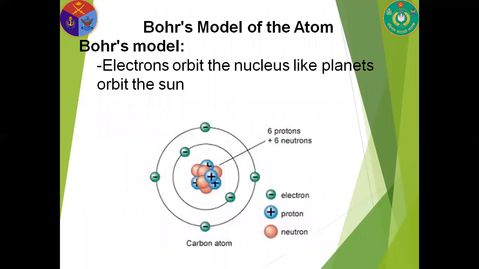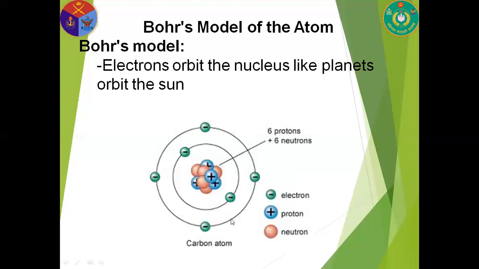From that experiment, a more accurate atomic model, that means the Niels Bohr atomic model, and the electronic configuration of the atom was developed. Electrons orbit the nucleus like planets orbit the sun. Here, this is the orbit, this is the center nucleus, this is the first orbit, and this is the second orbit, where electrons are revolving.